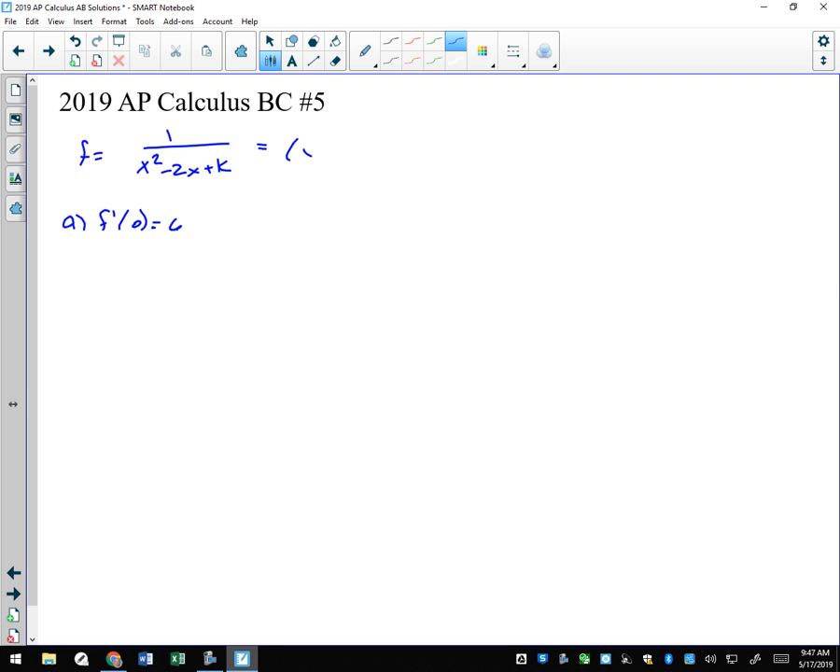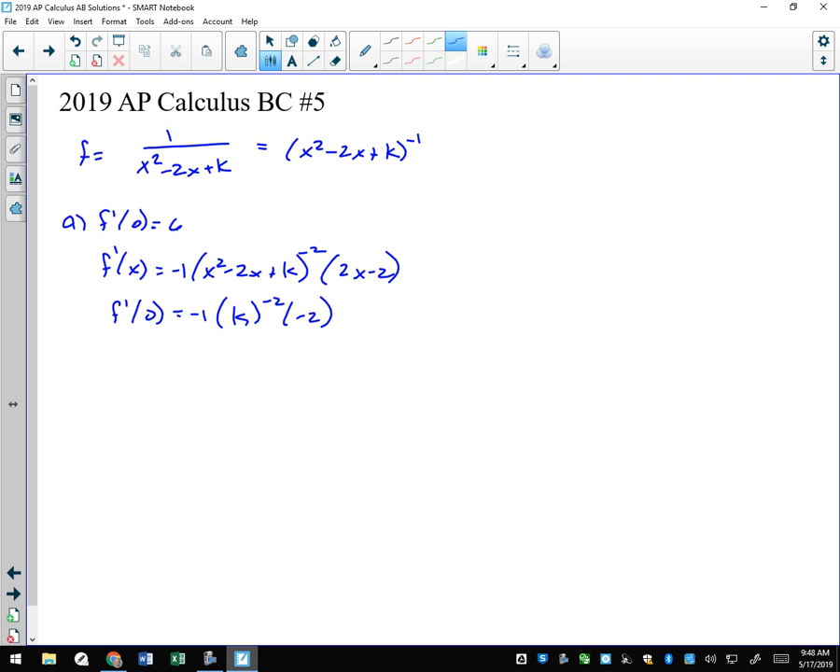To do this derivative, it would be a heck of a lot easier to just bring that up to the top, raise it to the negative 1 power. So f prime of x would be negative 1 times x squared minus 2x plus k to the negative 2, all times the derivative of the inside. And then f prime of 0 would be negative 1 times k to the negative 2 times negative 2. That needs to equal 6, and so that's 2 over k squared is equal to 6. 2 equals 6 k squared, divide by 6, and square root, you get k equals the square root of 1/3.